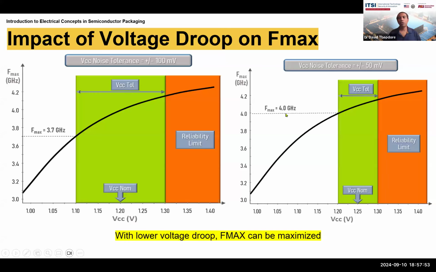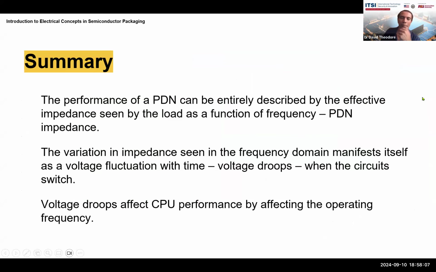So this is linked to your design. If you design tighter, you can operate with a higher frequency than here, which means your chip is higher performance, which means you can sell it at a higher price for high performance applications.